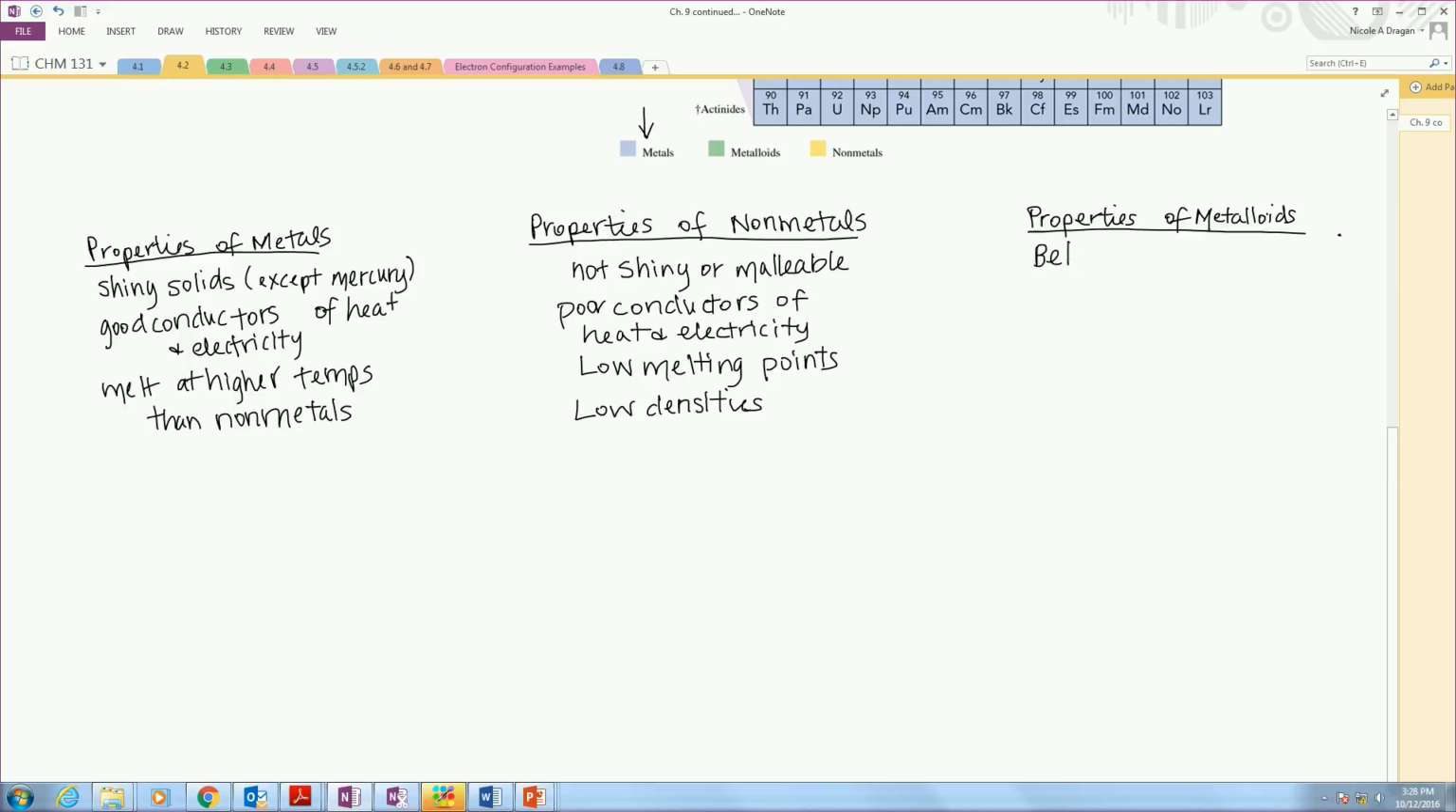Metalloids are better conductors compared to nonmetals, but they're still not as good as metals. These are typically called semiconductors, which basically means they can function as an insulator or a conductor.